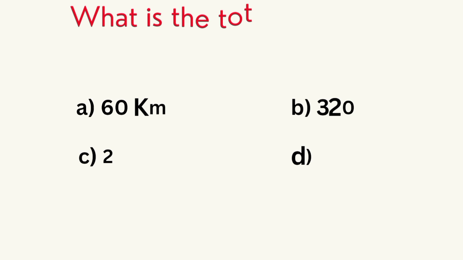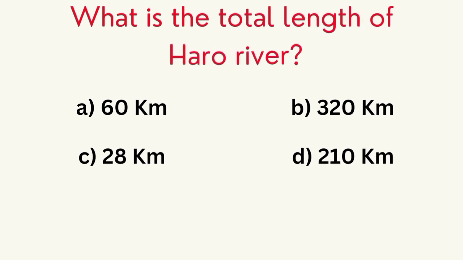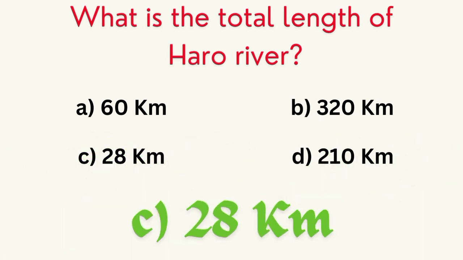What is the total length of Haro River? A. 60 kilometers. B. 320 kilometers. C. 28 kilometers. D. 210 kilometers. Answer is C. 28 kilometers in Khyber Pakhtunkhwa.